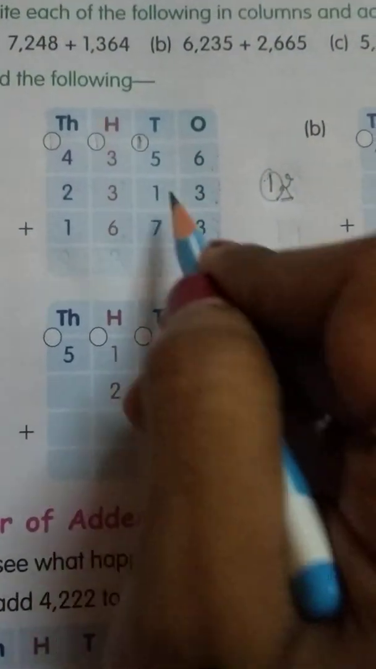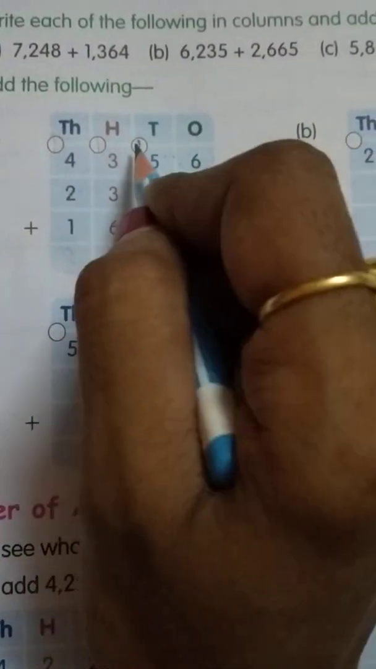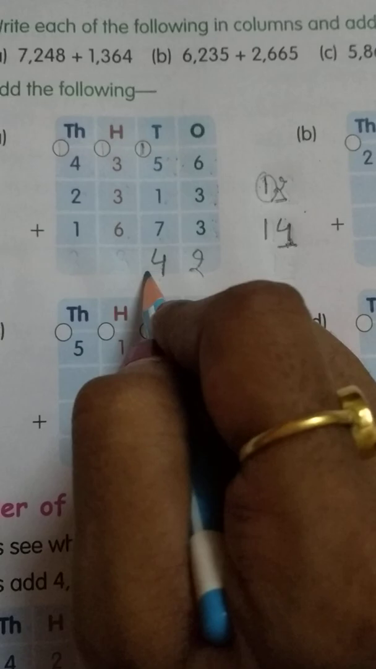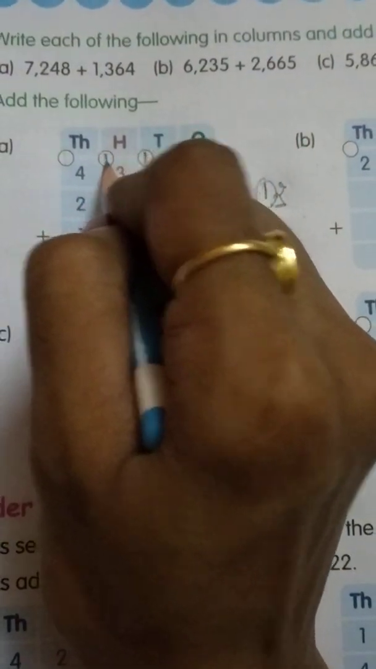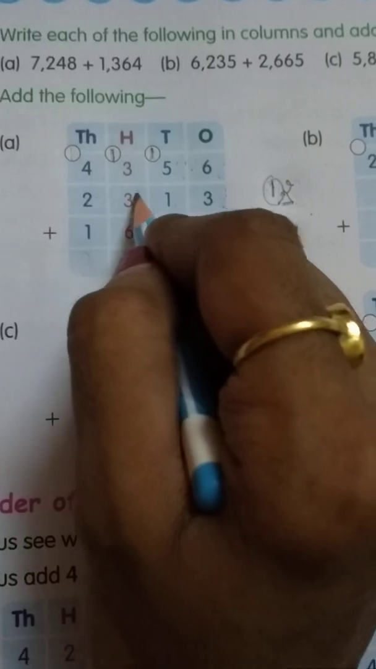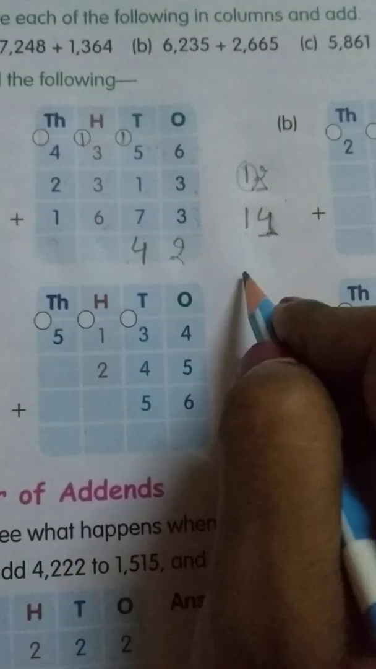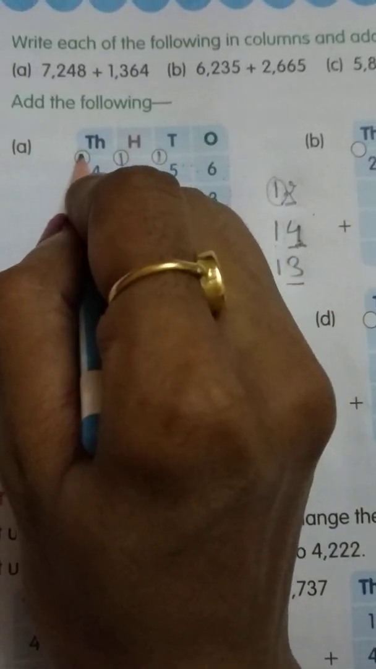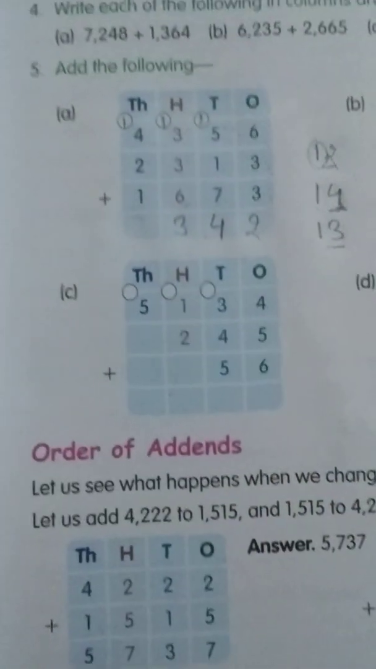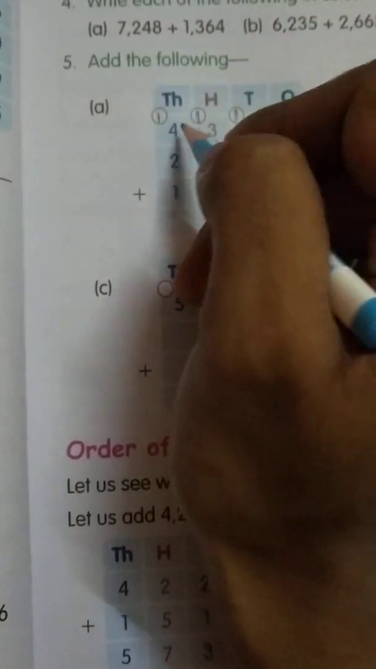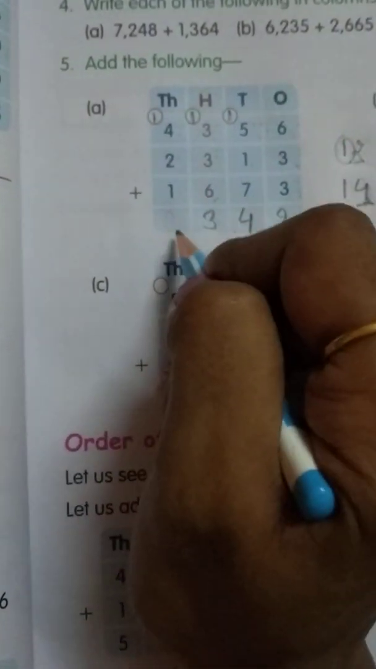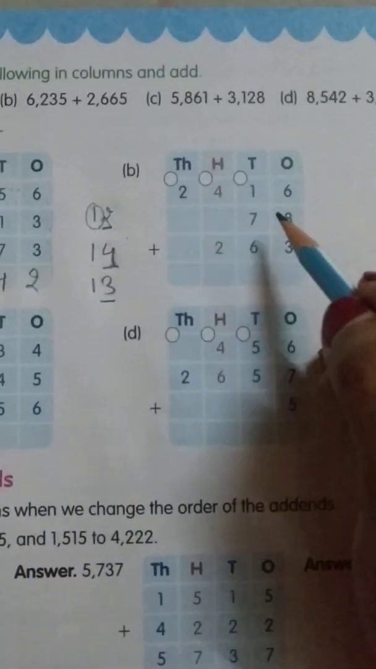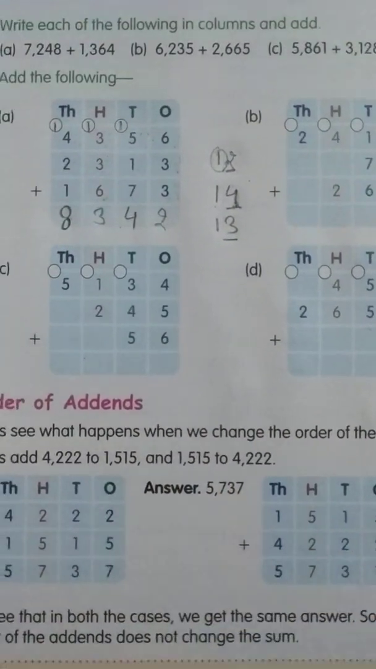Now 7, 8, 9, 10, 11, 12, 13, 14. So here we have to write 14 here, 1 as carry. Now 6, 7, 8, 9, 10, 11, 12, 13. So here we have 13. We have to write 3 here and 1 as carry. Now 4, 5, 6, 7, 8. So you have to write here 8. So this is your answer. Same process you have to follow in B, C and D.